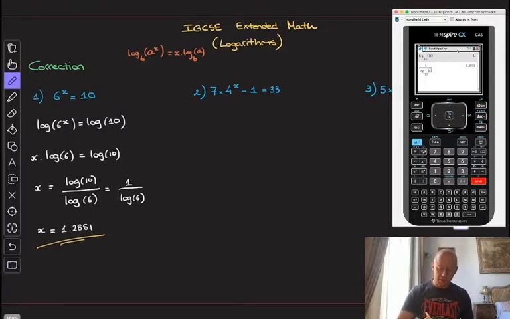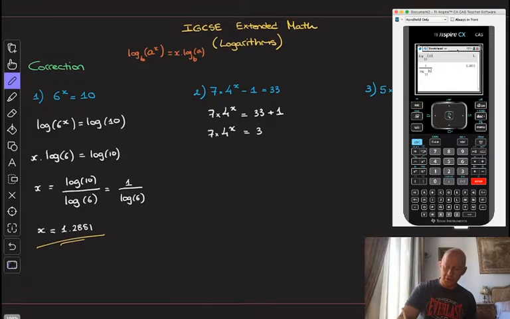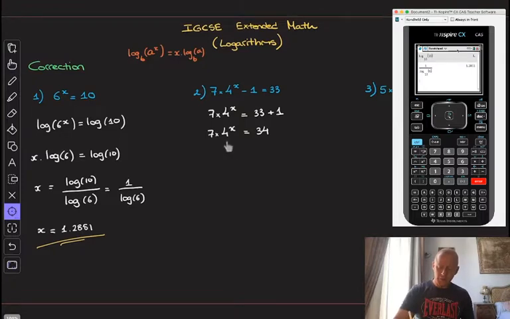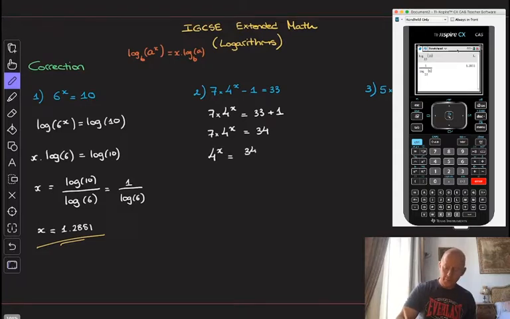So let's go ahead. I'll start by getting rid of this 1, which is being subtracted here. To do that, I add 1 to both sides. So I'll have 7 times 4 to the power of x equals 33 plus 1. That leads us to 7 times 4 to the power of x equals 34, right? Now that that's done, this 4 to the power of x is being multiplied by 7. So to get rid of this 7, I'm going to divide both sides by 7, and that leads us to 4 to the power of x equals 34 over 7.